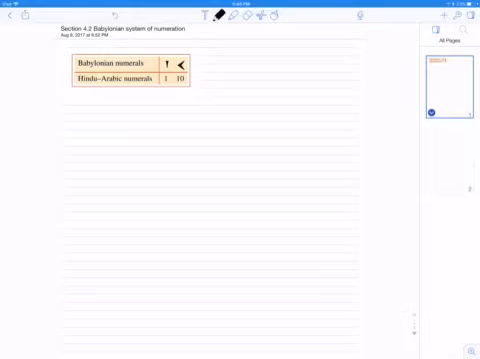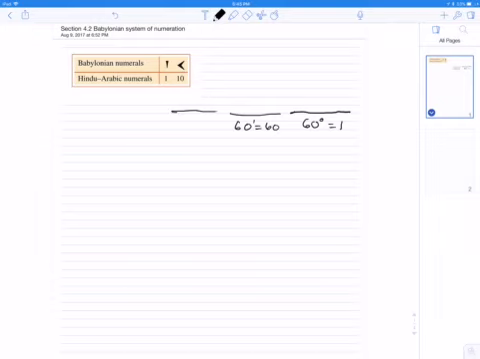The positions for a base 60 system going from right to left would be 60 to the 0 power, or 1, 60 to the first power, or 60, 60 to the second power, or 3600. If we needed to go higher, it would be 60 to the third power, or 216,000.